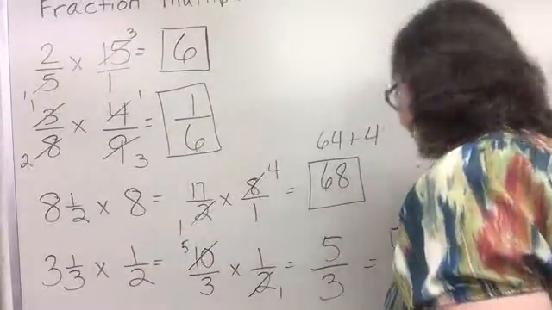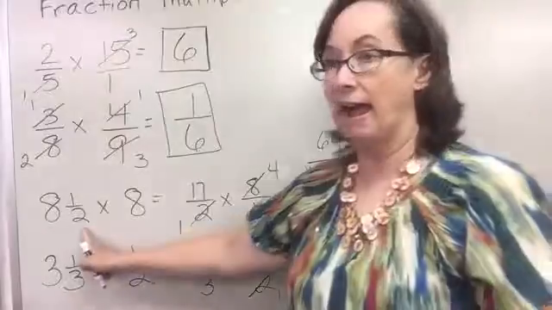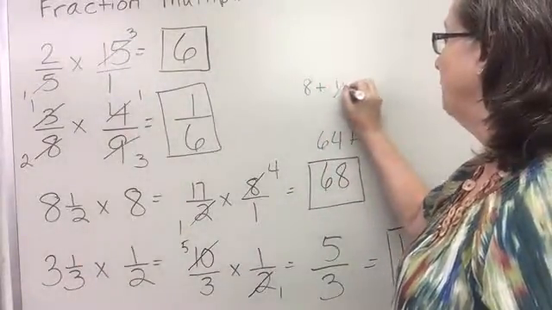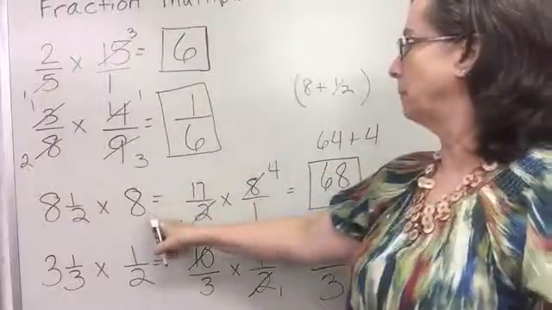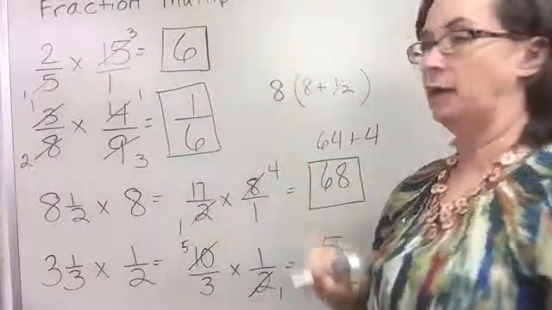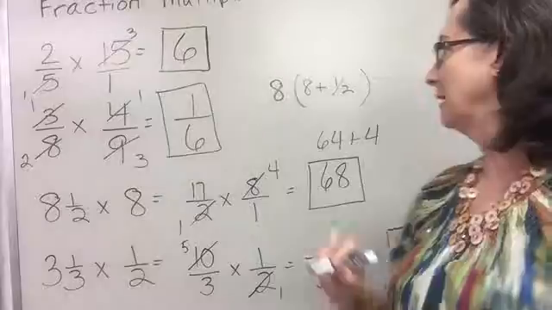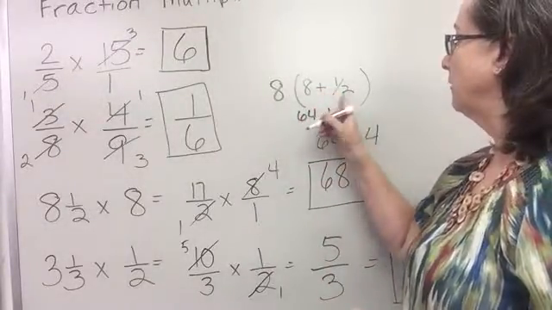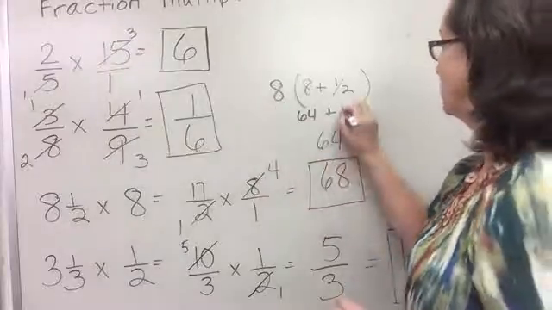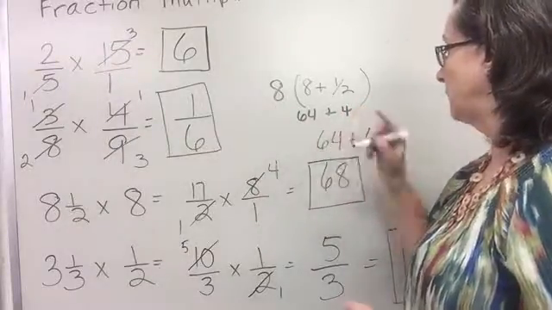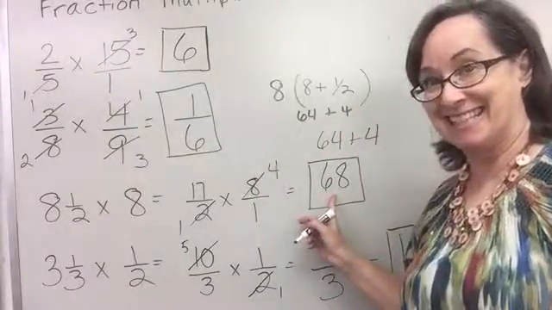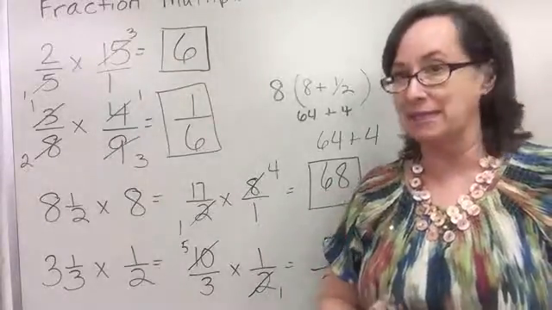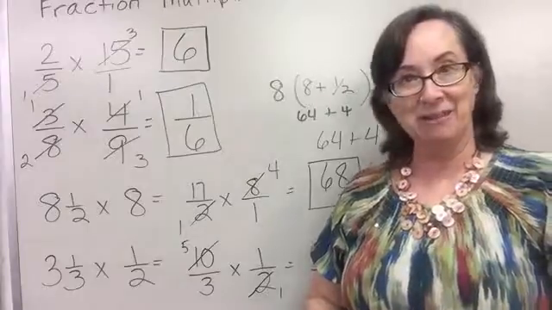Now remember, I showed you an easy way to do these. We can turn the 8 1/2 to an 8 plus 1/2, and then we can multiply by the 8, and we can distribute. The 8 times 8 is 64, and then the 1/2 times the 8 is 4, and 64 plus 4 is 68. That little shortcut works anytime you have a mixed number times a whole number.